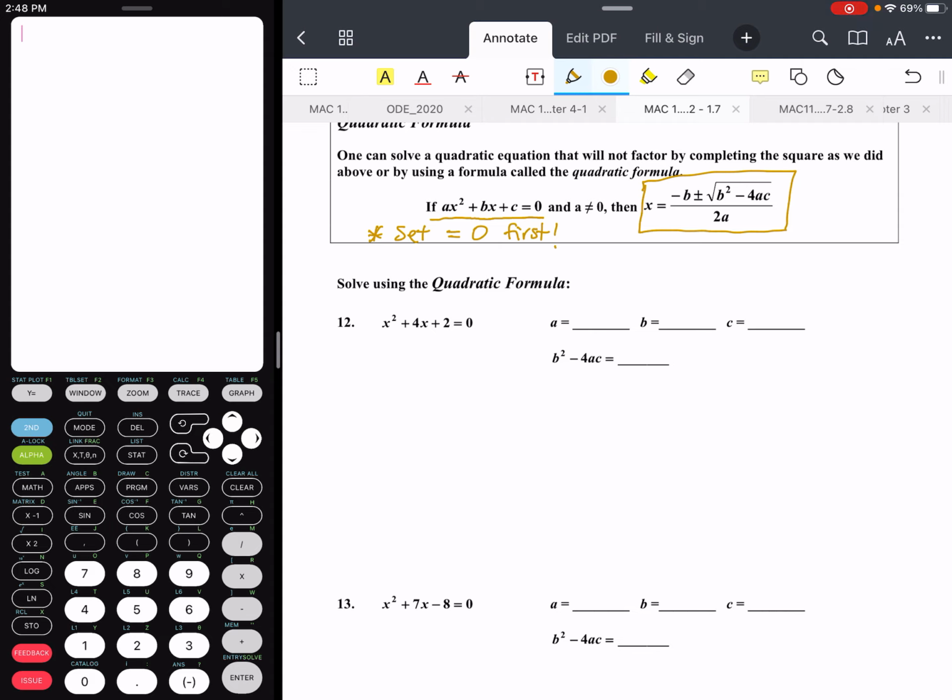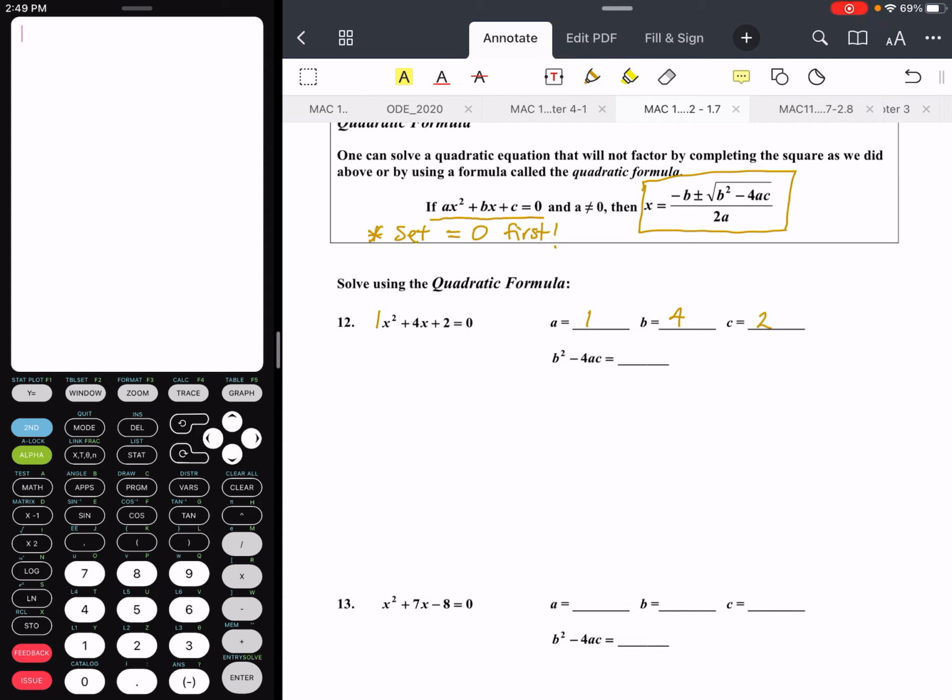All right, so let's take a look at number 12. It says solve using the quadratic formula. It says x squared plus 4x plus 2 equals 0. So first of all, we want to pull out our coefficients a, b, and c. A is the x squared coefficient, so a equals 1. B is the coefficient of your x term, so that's going to be positive 4. And then c is your constant term, positive 2. So 1, 4, and 2.